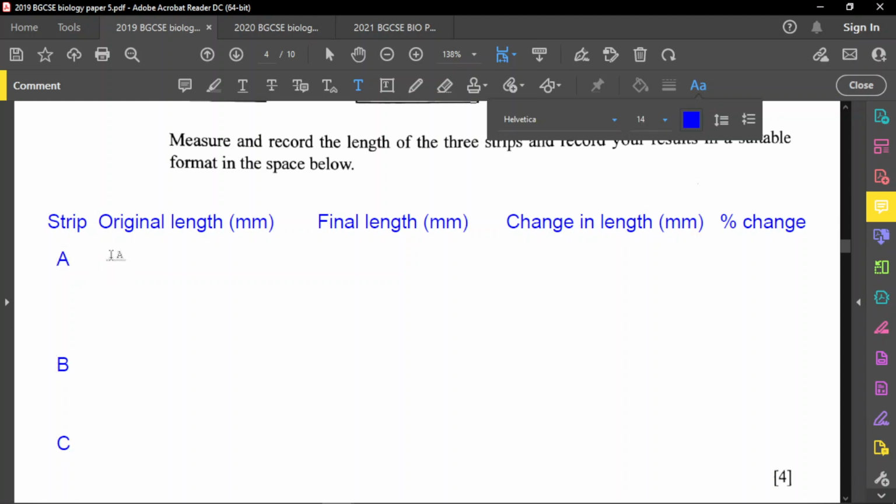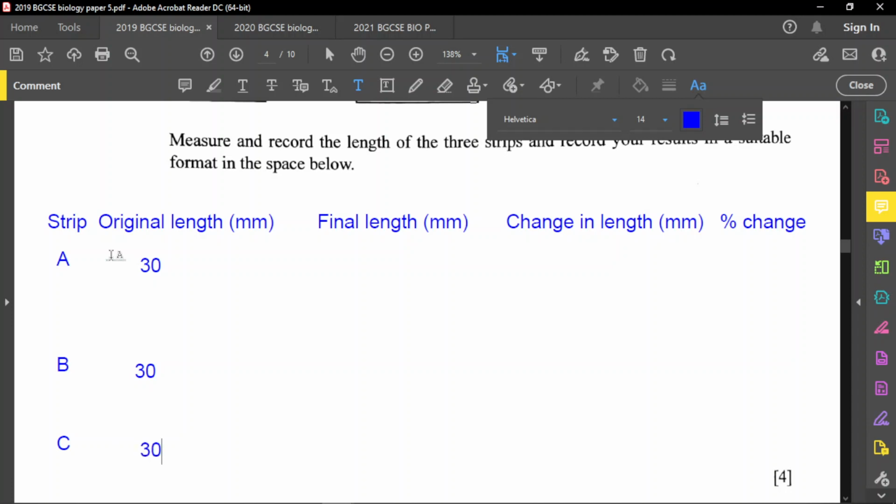The original length of all of them, remember we measured it at 30 millimeters, so all of them will be 30. So let's put the 30 for all here. 30 millimeters. So the next one here, let's put this across. That will be 30 as well. The next one now also will be 30.